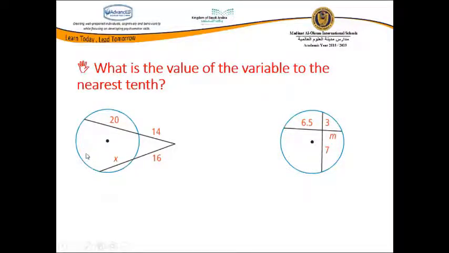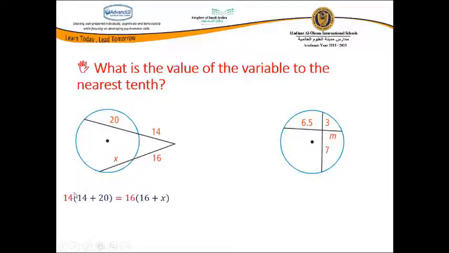Let's solve the other question. What is the value of the variable to the nearest tenth? By the same idea, we have two secants intersecting outside this circle. Then the product of their outer segment and the whole secant are equal. That means 14, this is the outer segment, times the whole secant, 14 times 20. This equals 16, the outer segment, times the whole secant, 16 plus x.